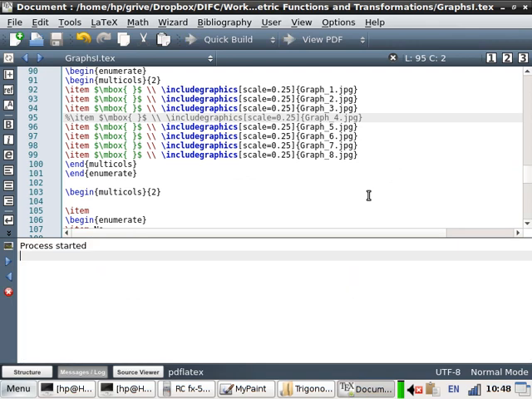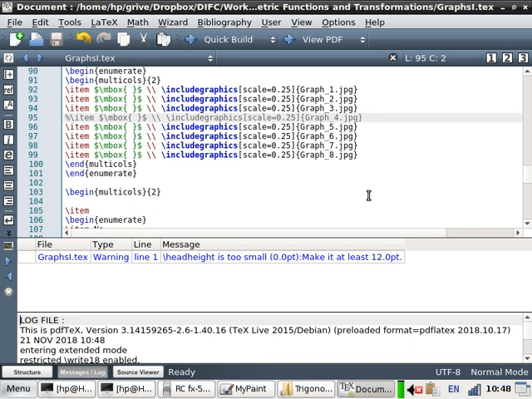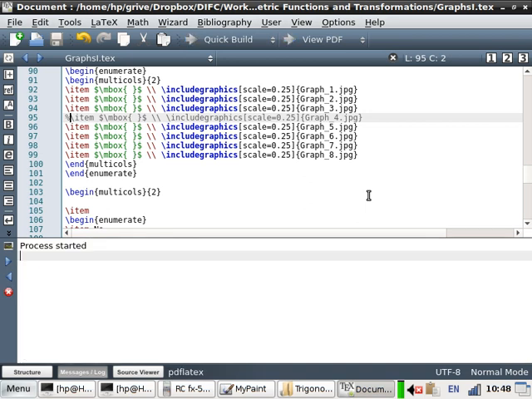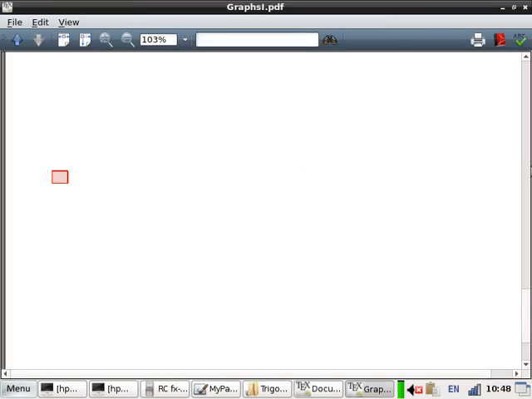Go back to which one? Page 58. 58? Yeah, number 12. I did it, but I want to know if I did it right. Do we have enough time for it? Oh yeah.